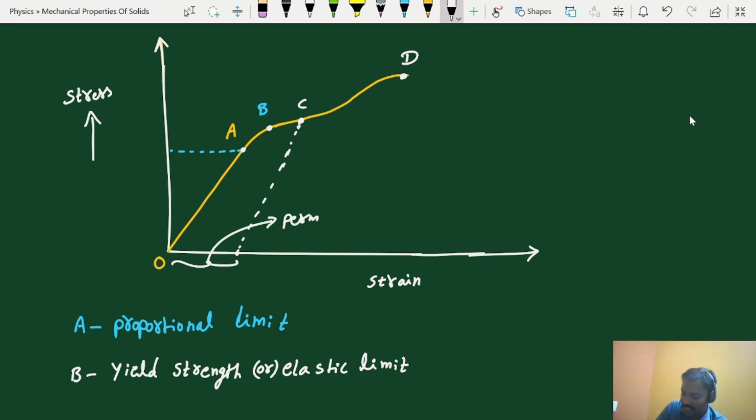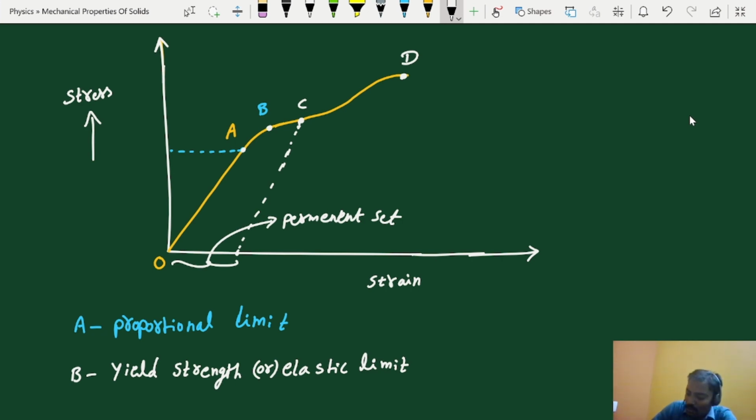This is said to be permanent set. It will set permanently. It won't regain its original shape and size. Right, students? So at this particular region between B and D, when the stress is removed, the body will not regain its original shape or size.